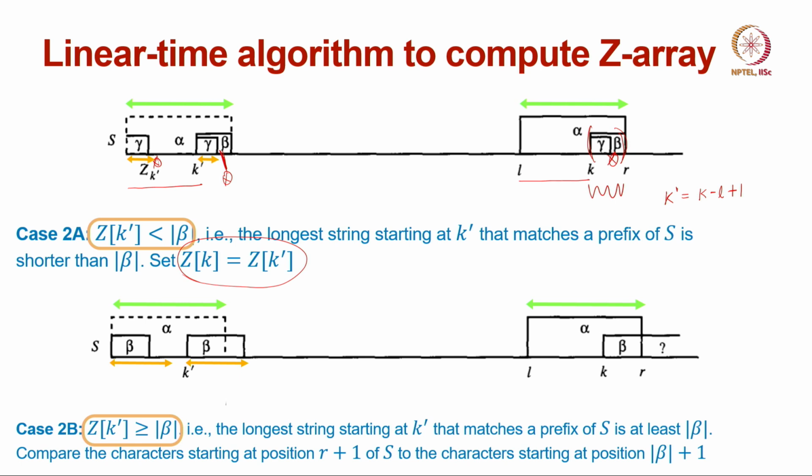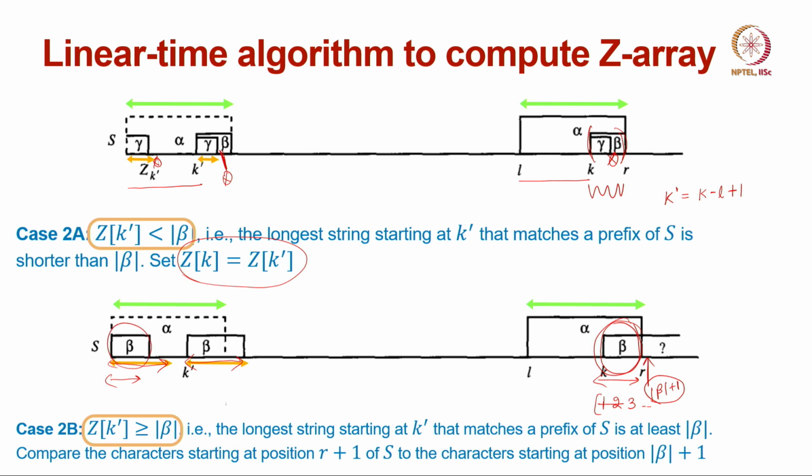Now if Zk dash is greater than or equal to beta, which is case 2b, so if Zk dash is greater than or equal to the length of the substring beta, as I am showing in the orange color, then we know that the first beta characters are matching the prefix, but we need to do additional work from beta plus 1 onwards in this substring Zk starting at position K. So beta plus 1 onwards is where we have to resume our character comparisons.